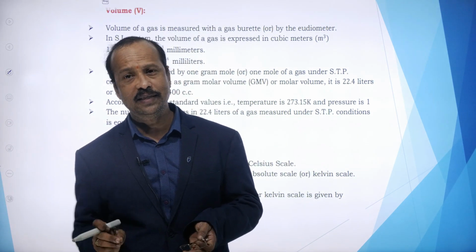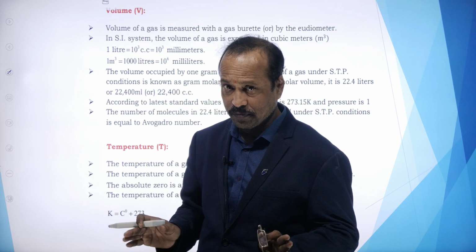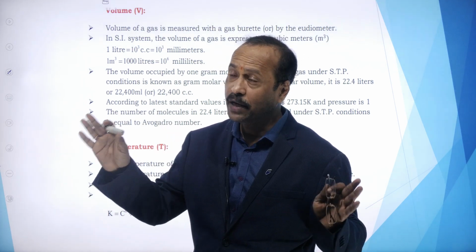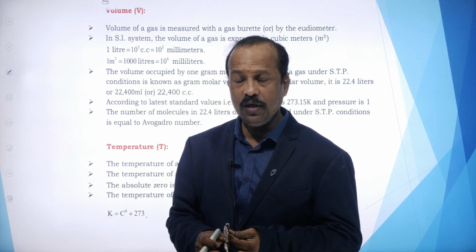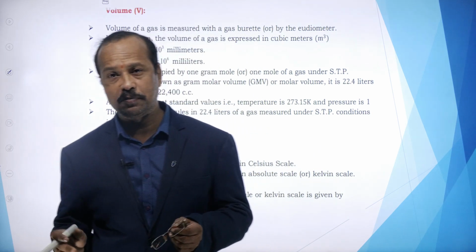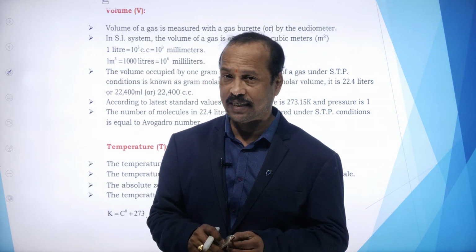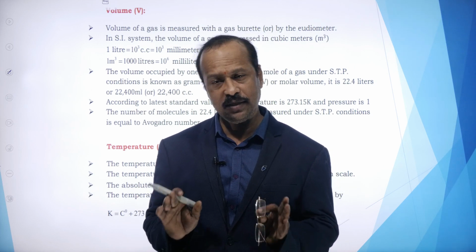So gases occupy the space available to them. If you put a gas in a small jar, it will occupy the space of the jar. If you put it in a big room, it occupies the big room. So volume is nothing but the space occupied by the gas. Generally, volume is expressed in liters. Of course, it is expressed in milliliters also, but liters is the general way.